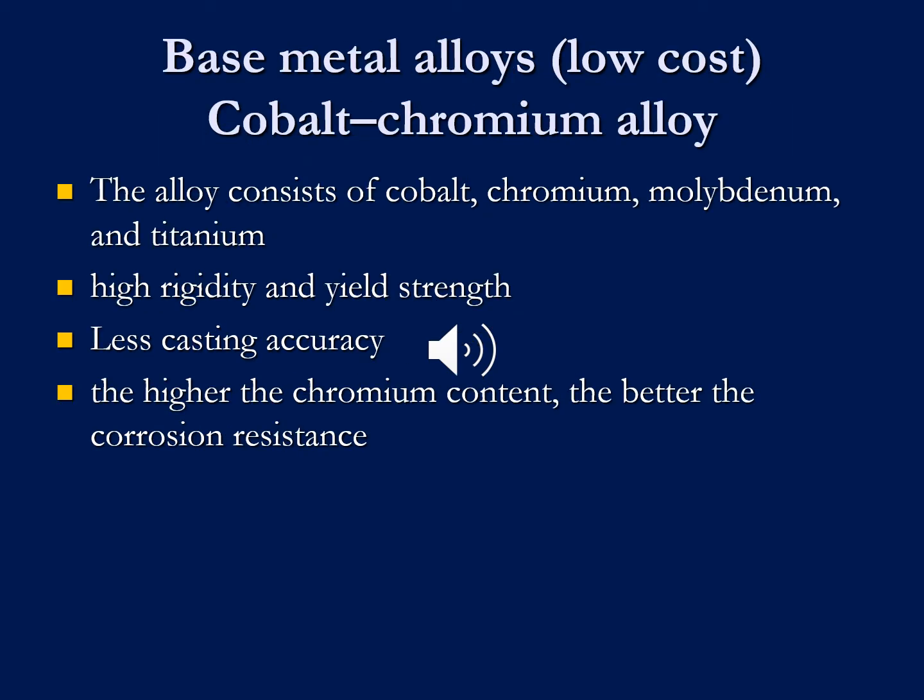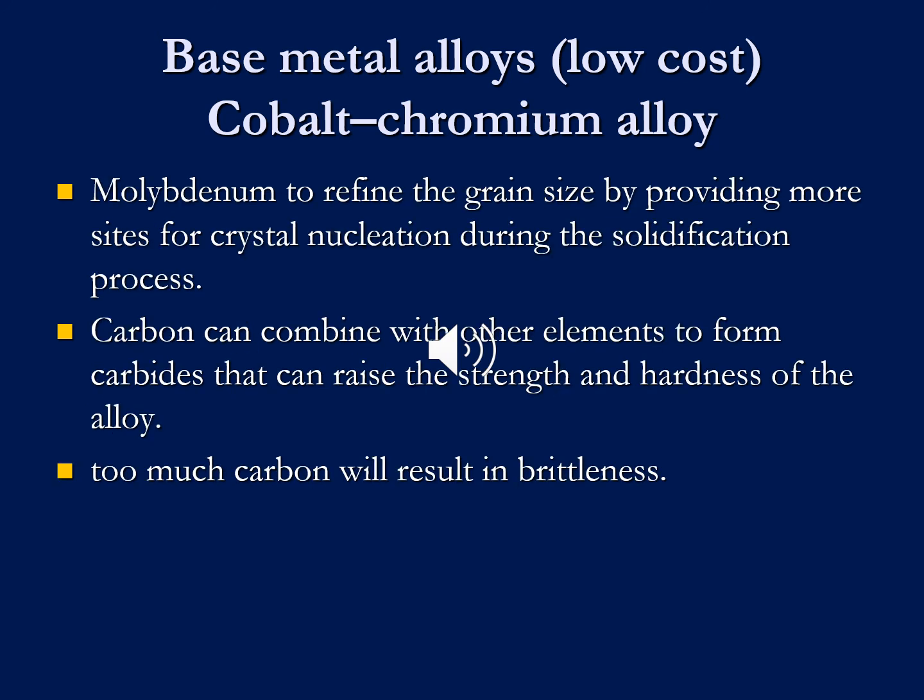Base metal alloys, which is known as low cost, such as cobalt chromium alloy. The alloy consists of cobalt, chromium, molybdenum and titanium. They have high rigidity and yield strength. They have less casting accuracy, and the higher the chromium content, the better the corrosion resistance. Molybdenum refines the grain size by providing more sites for crystal nucleation during the solidification process. Carbon can combine with other elements to form carbides that can raise their strength and the hardness of the alloy. Too much carbon, though, will result in brittleness.